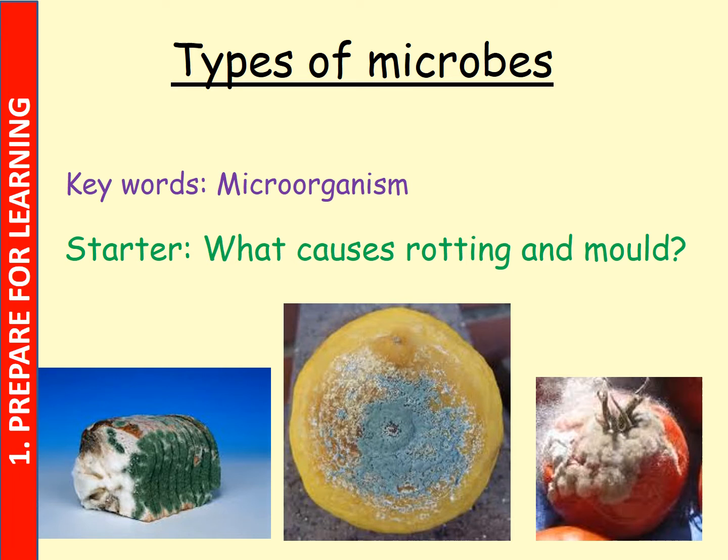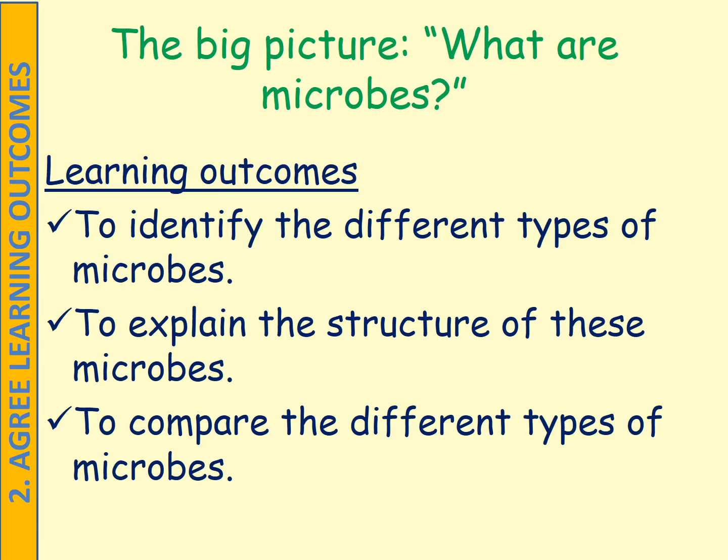Now obviously rotting and mould are caused by microbes, which are also called microorganisms. Micro meaning small, and organism obviously being a living thing. So we're looking at what are microbes.